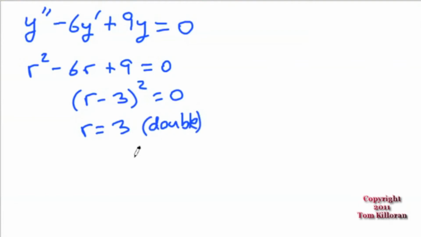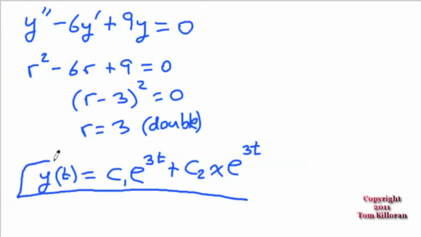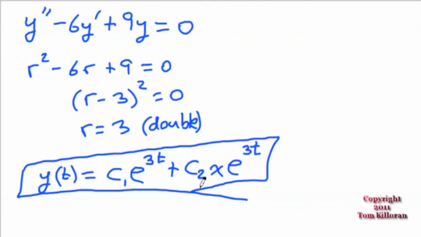Therefore, the solution to this has to be, well, let's just say y of t. y of t is equal to c1 e to that root t plus c2, and then you get this x factor e to the same root t. And that would be our general solution for this differential equation with a repeated root. Not too bad. It might get a little messy if we increase the degree.